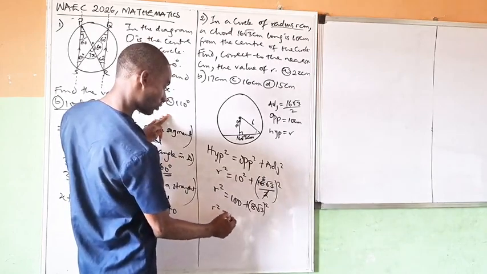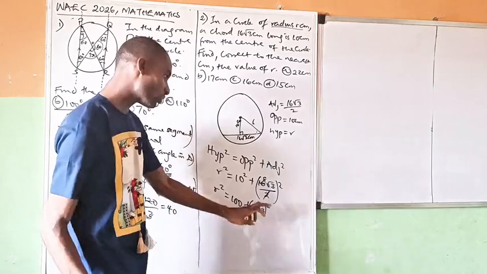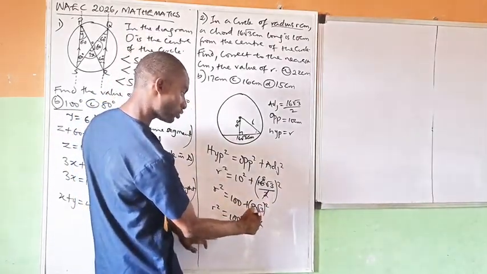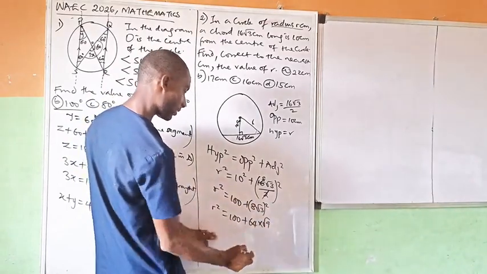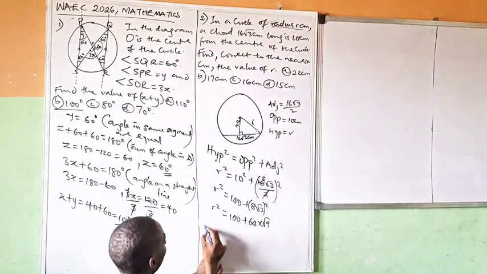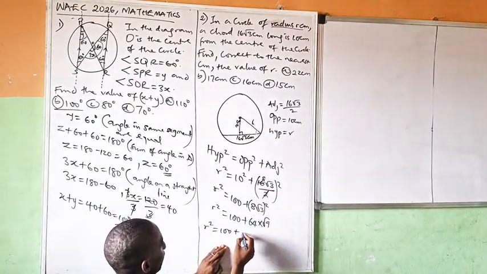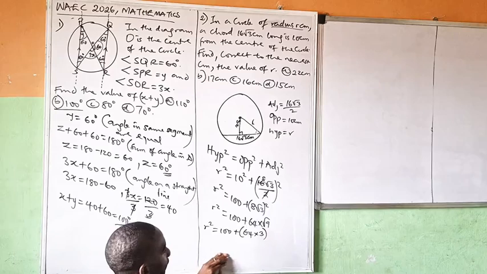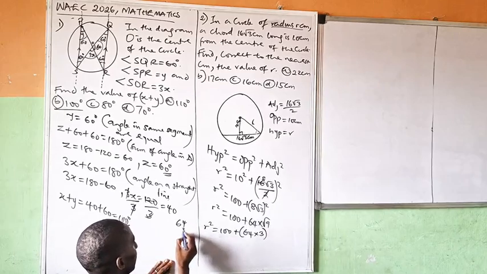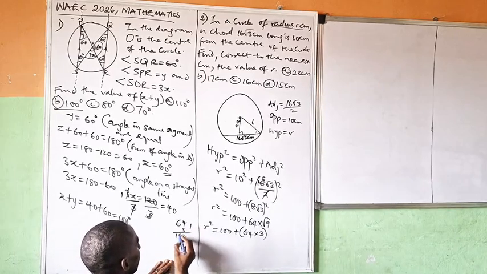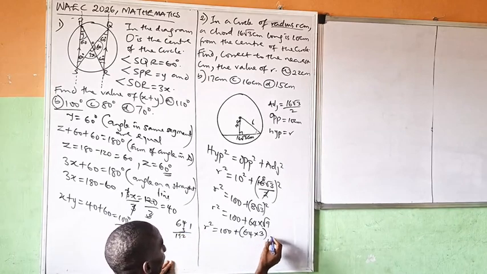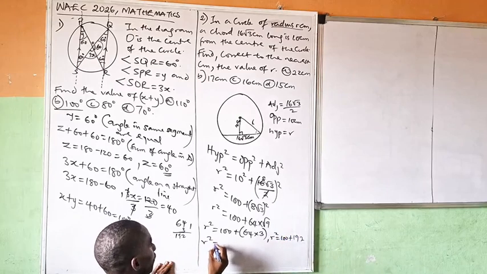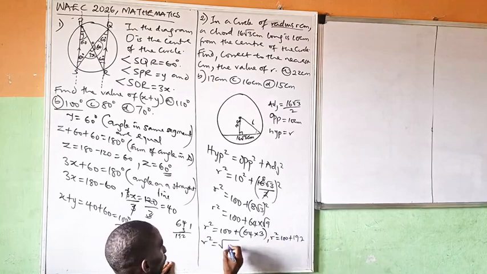So r squared is going to be 100 plus 8 root 3 squared, which will be 8 squared is 64 multiplied by root 3 squared, which is 3. So r squared equals 100 plus 64 times 3. So 64 times 3 is what? 64 times 3 is 192. So r squared is going to be 100 plus 192. r squared is going to be 292, so r is the square root of 292.